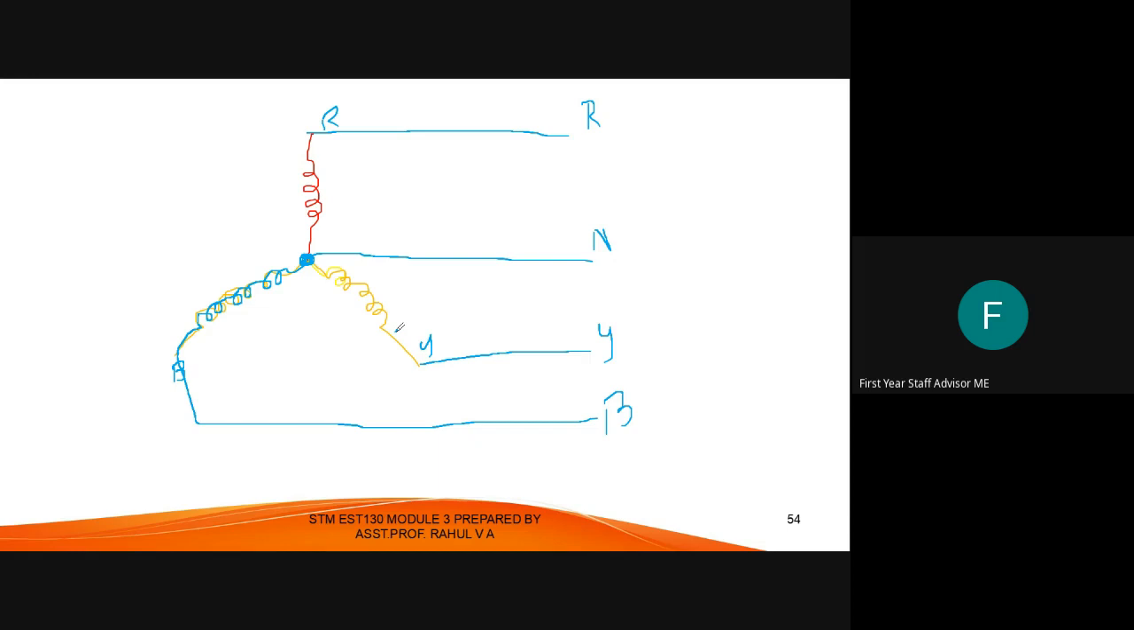So how are three-phase star connections designed? There are three windings, and all three are connected to a common point, known as neutral. The opposite ends of these three windings are the phase lines, known as the R wire, Y wire, and B wire, or R phase, Y phase, and B phase. From this we can say that a star connection actually has four wires: the R phase, Y phase, and B phase, three phase lines, and one neutral line. This is how a star connection is drawn.